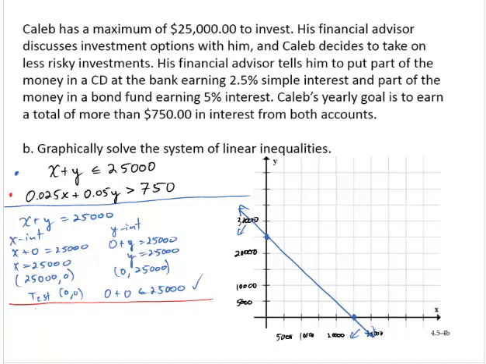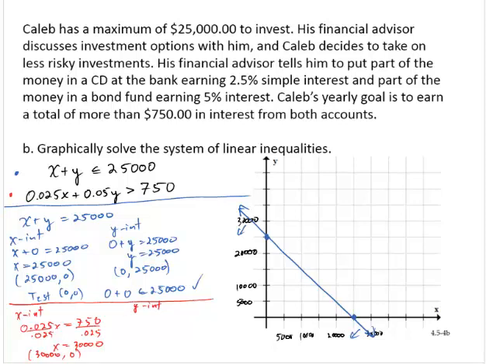Again, thinking equals for the moment. Let's find the x-intercept. So I would have y equal to 0. 0.025x plus 0 is equal to 750. We go through the division here, dividing through by 0.025. And we find that x is, let me bring out my calculator here, 750 divided by 0.025 is 30,000. So our x-intercept is 30,000, 0.